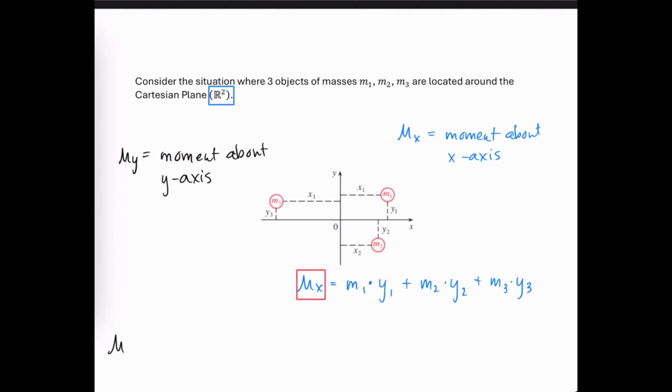Similarly, in order to get the moment about the y-axis, we're going to add the individual moments, which is going to be determined by mass 1 times its distance away from the y-axis, which is an x-coordinate, plus mass 2 times its distance away from the y-axis, which is x2, plus mass 3 times its distance away from the y-axis, which is x3, and this gives us our moment about the y-axis, or the tendency to rotate about the y-axis.